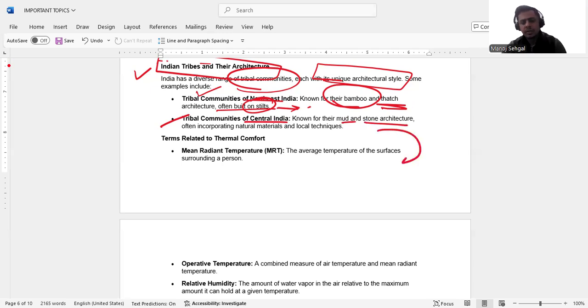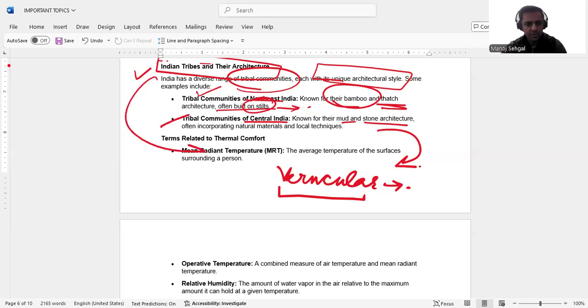And basically, it gives us the understanding of vernacular systems attached to these kinds of various tribal domains. So that is why it becomes very important to learn about the tribal architecture and the vernacular systems attached to these various tribes.